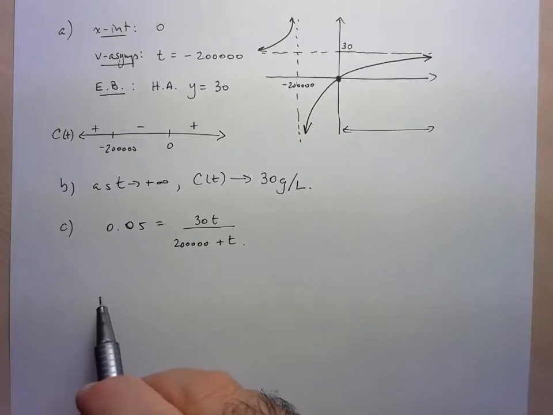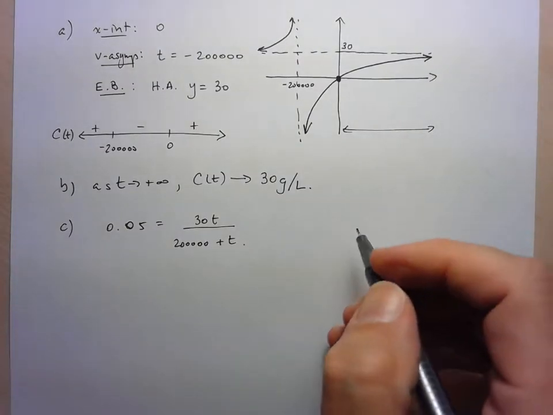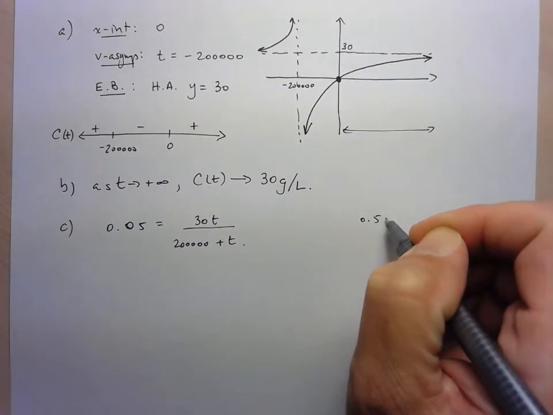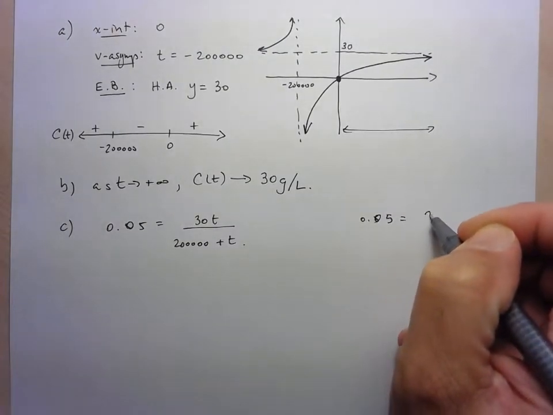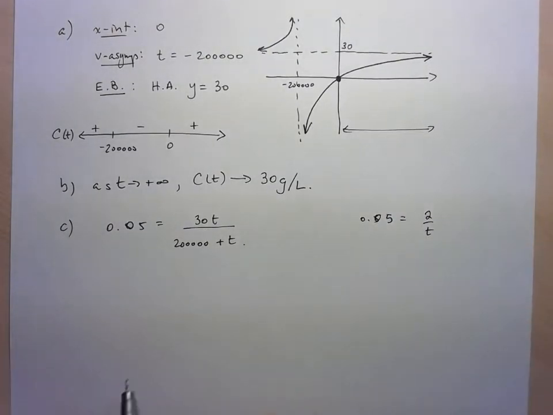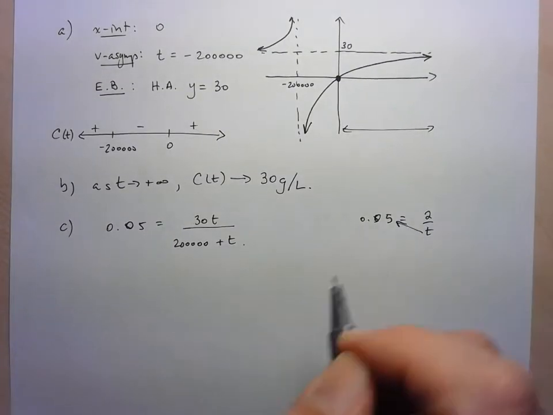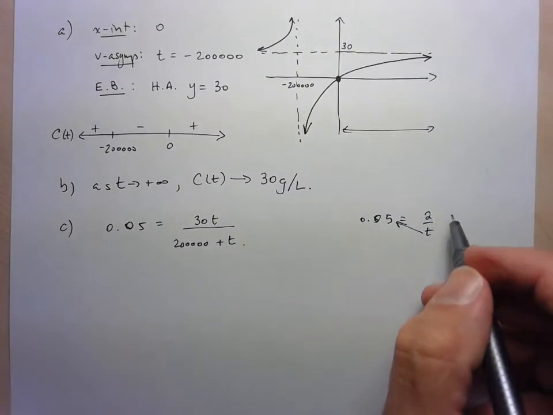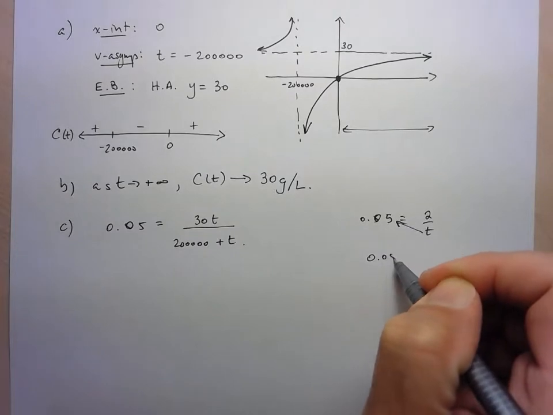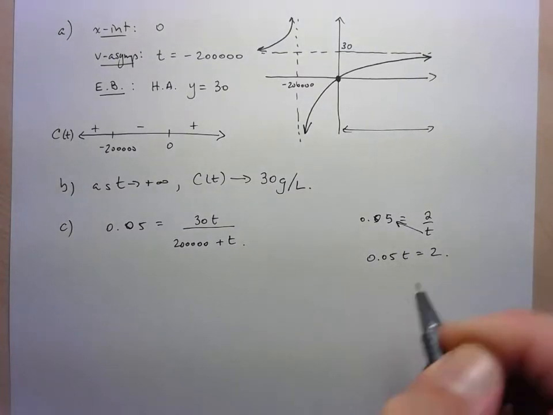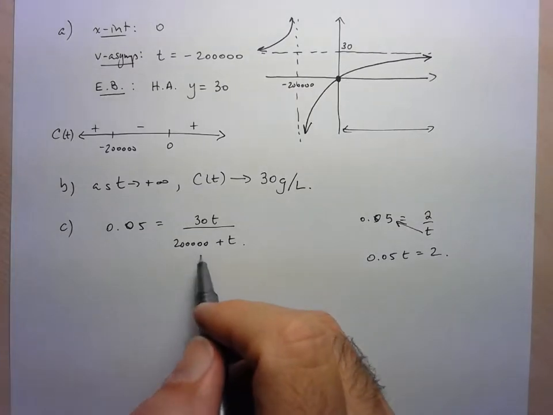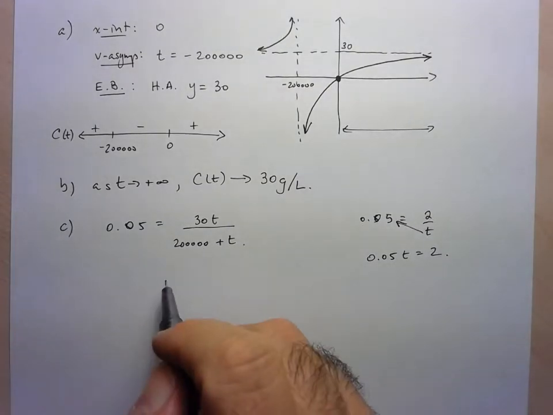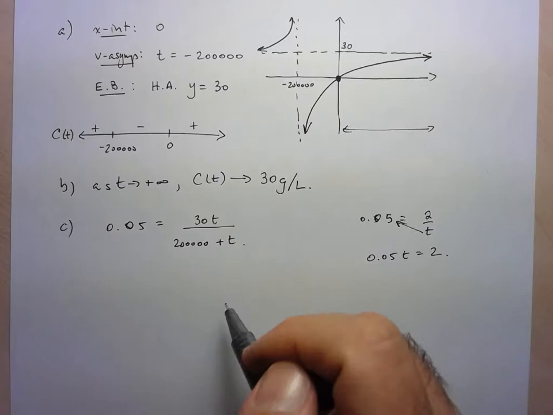So I'm going to do what I would do if I had, say, 0.05 equals 2 over t. If I was solving one of these equations, what would I do? I would just multiply t to both sides of the equation to end up with a t in the numerator. And now I would solve the equation. Well, why not do the exact same thing? Let's take this expression of t, including t, and multiply it to both sides of the equation.